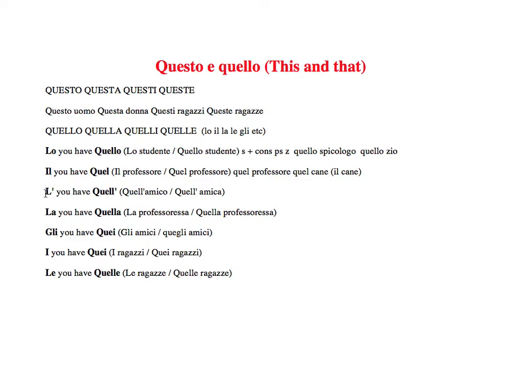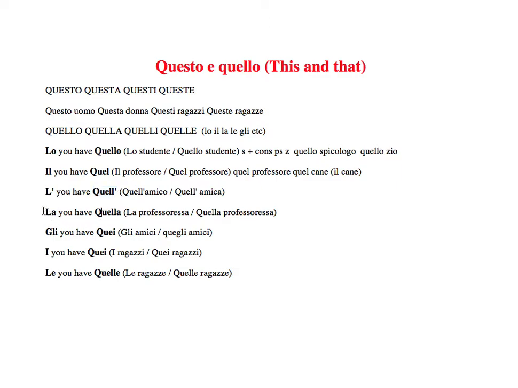Same thing happens with L apostrophe. Where you would have L apostrophe, you would have quell with two L and the apostrophe. So you see the example here, quell'amico and quell'amica, because if you want to say the boyfriend and the girlfriend, it would be l'amico with L apostrophe, l'amica with L apostrophe. So if you want to say that boyfriend, that girlfriend, it must be quell'amico, quell'amica.